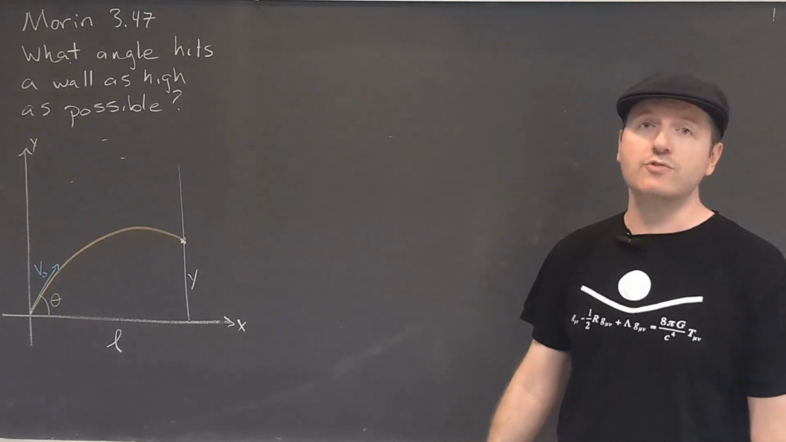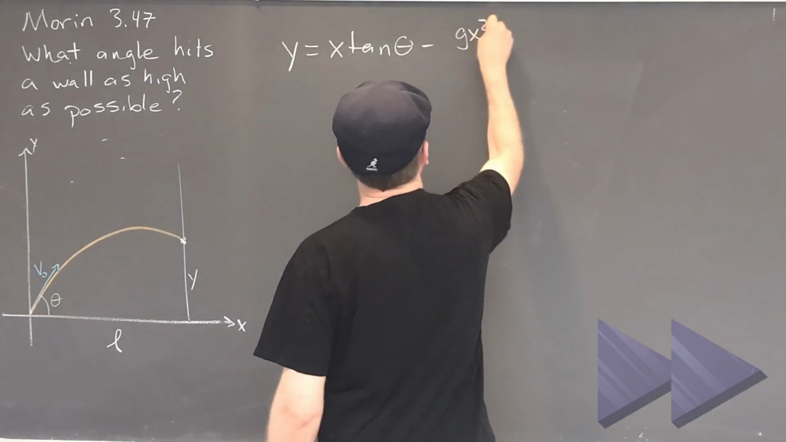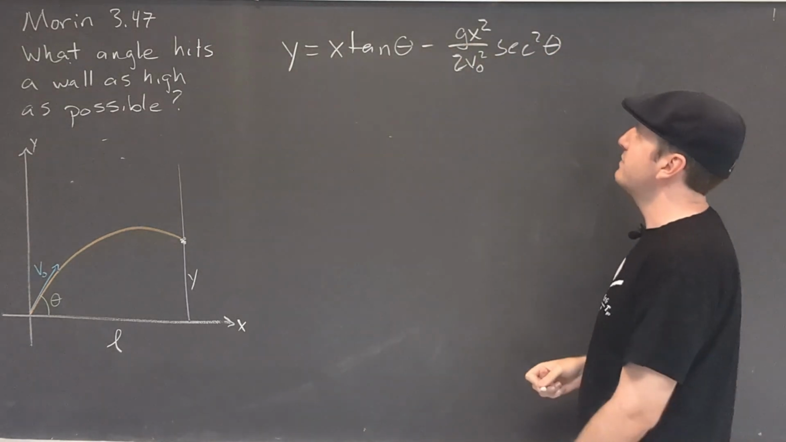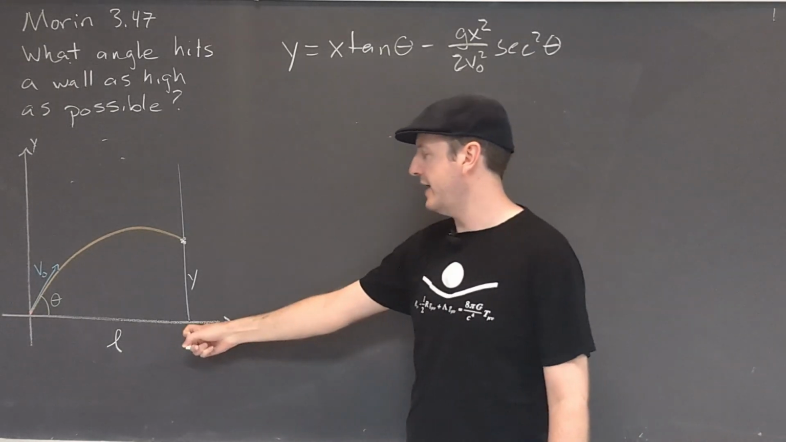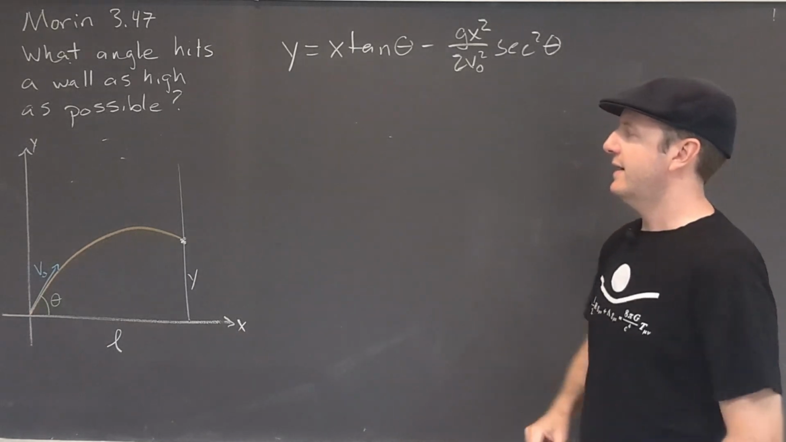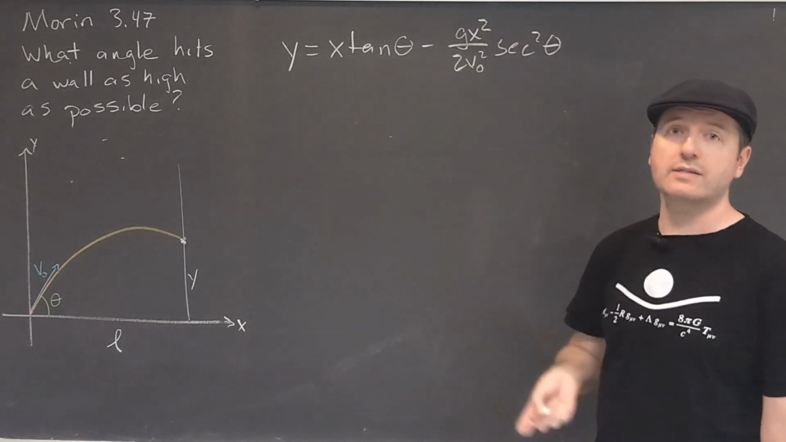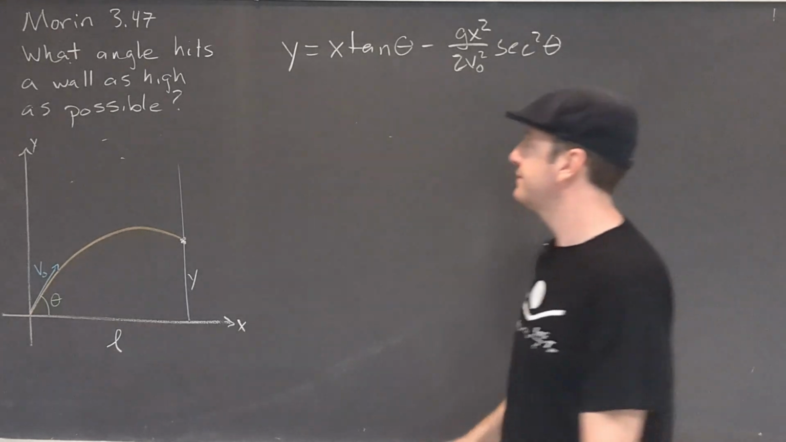And we can just jump straight into the trajectory equation. Okay, we've seen this a couple times before. What we now want to do is plug in x equals L, because that'll be the location of the wall. And then we'll want to maximize this y with respect to theta. So take a derivative and set to 0.